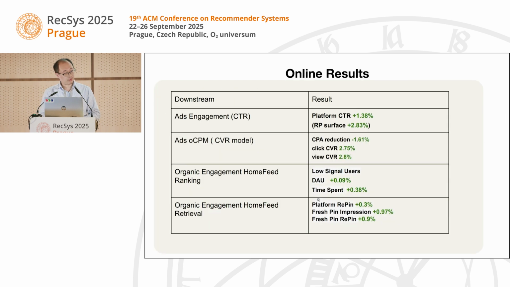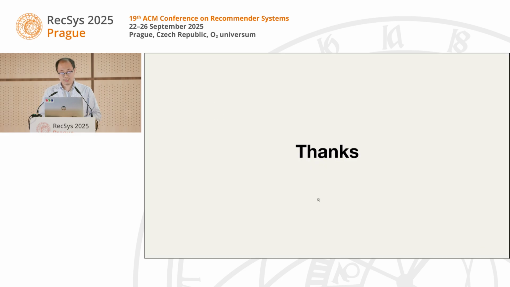So here are the online results. Right now, our embeddings have a lot of successful launches across the ads and the core organic interest. So these are the four most prominent examples. And by the time I arrived at NeurIPS, we also have another successful launch just approved. So yeah, thanks very much for your attention, and I'm happy to take any questions.